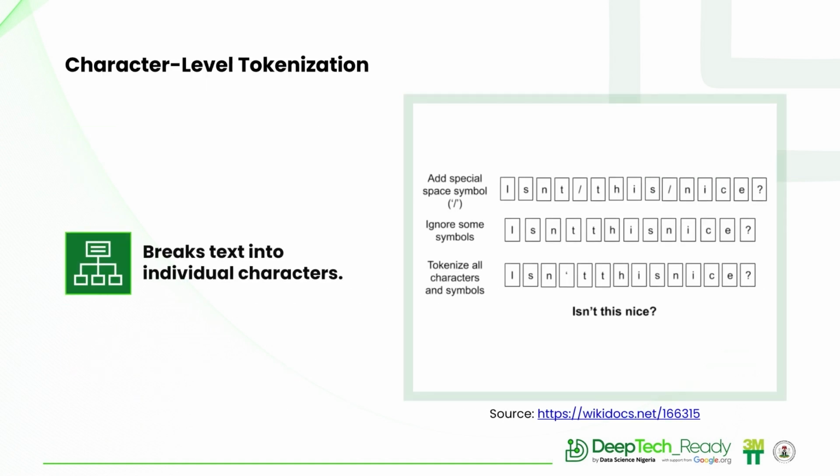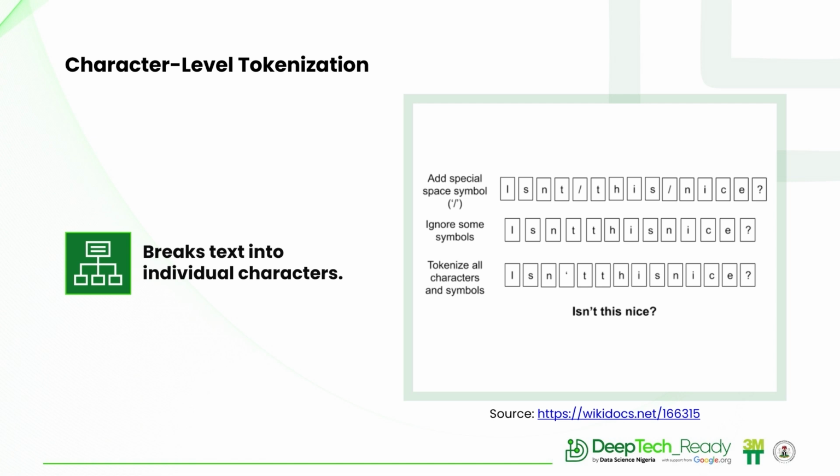Before we come to subword-level tokenization, let's look at character-level tokenization, which takes a different approach by breaking text into individual characters as opposed to individual words. For example, in the text "Isn't this nice?", the character-level tokenization would produce tokens like each character separately, depending on the rule we're using.